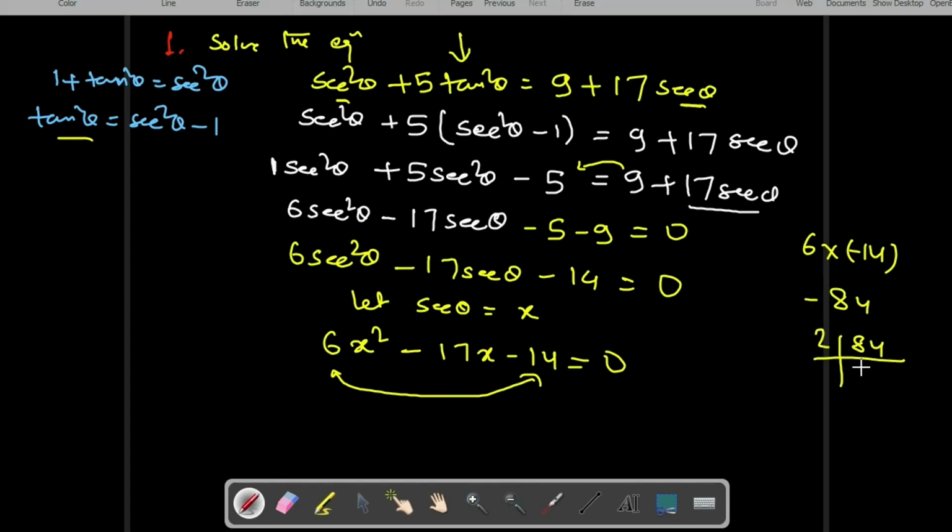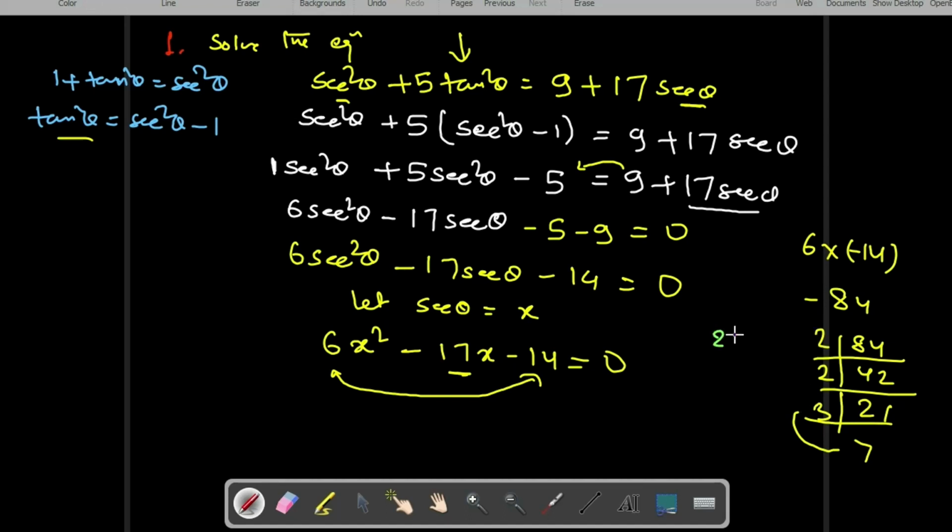I'm going to factorize by 2, so this will be 42, then this is 21, then this is going to be 3 and 7, like this way. Okay, now check what is the 17. 7 into 3 is 21, 21 minus 4 is 17. That means whatever our requirement is, it's matching.